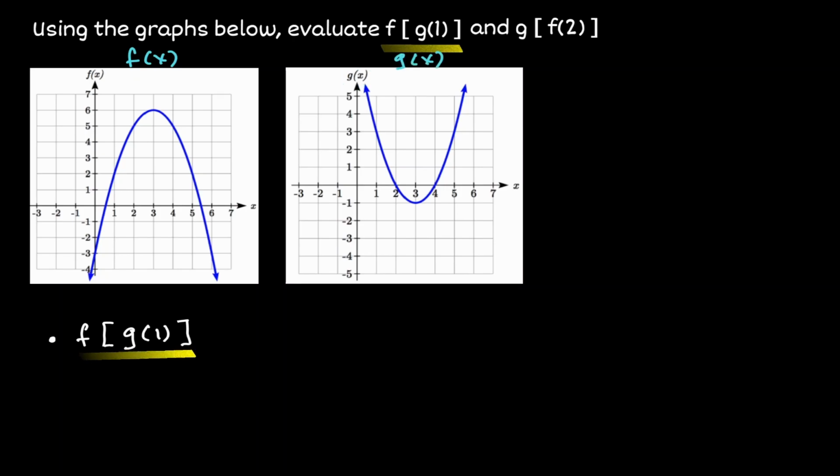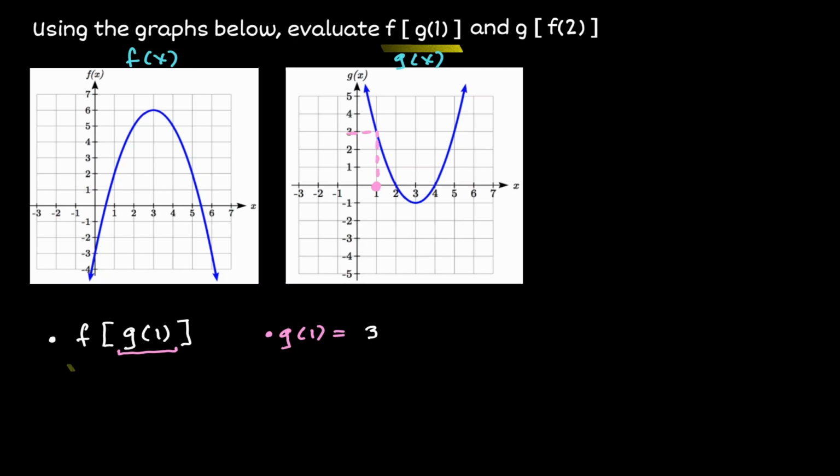Now to evaluate this composition, let's start by looking at the inside of this composition, g of 1. What we want to do is go to the function g and see what happens when we evaluate it at the value x equals 1. So going to the graph of g of x, here we have the value of x being equivalent to 1. Now let's figure out the y value of this function when x equals 1. Notice that the y value is equivalent to 3.